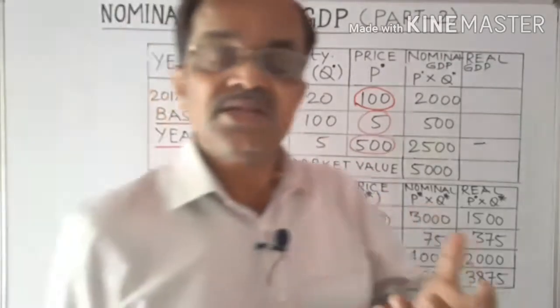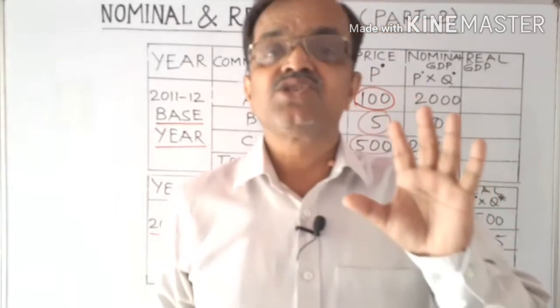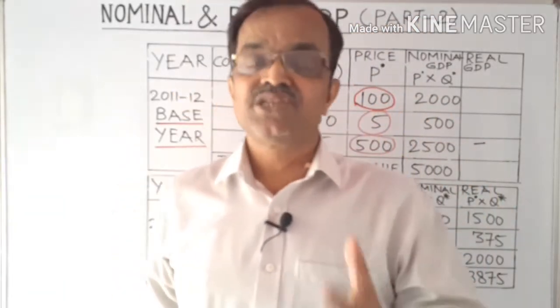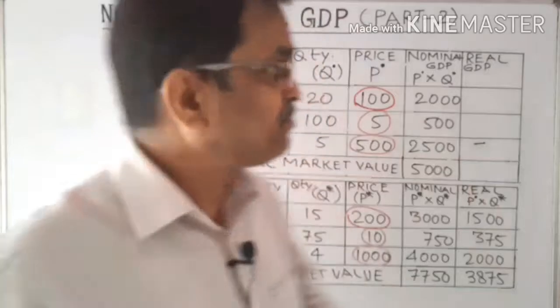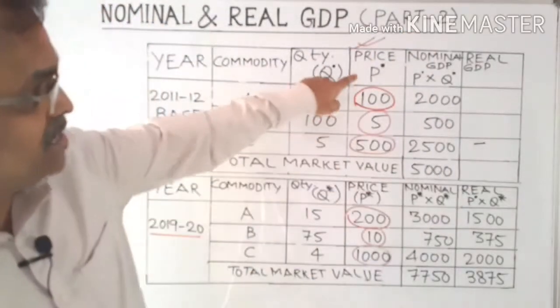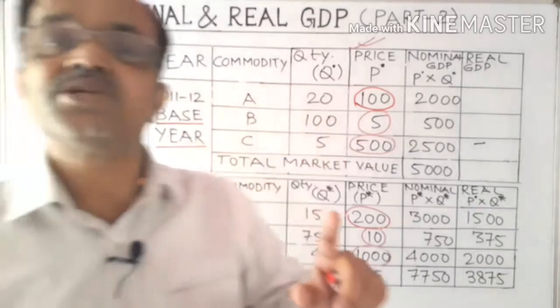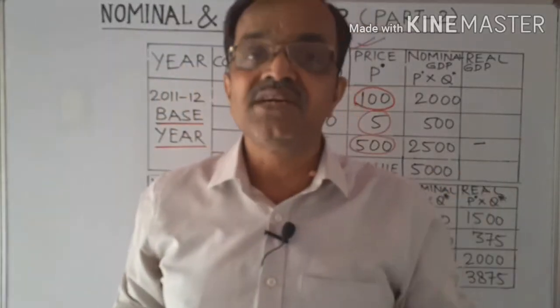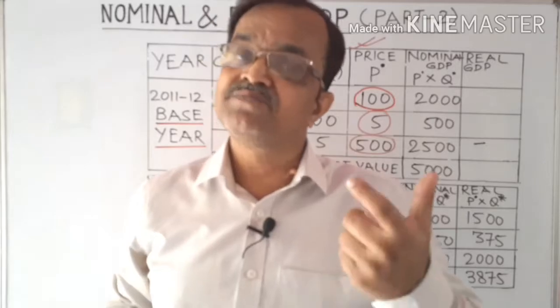2011-12 has been chosen as the base year for the computation of GDP, and the prices prevailing in this base year, that is 2011-12, are taken to be constant for the computation of real GDP or GDP at constant prices.